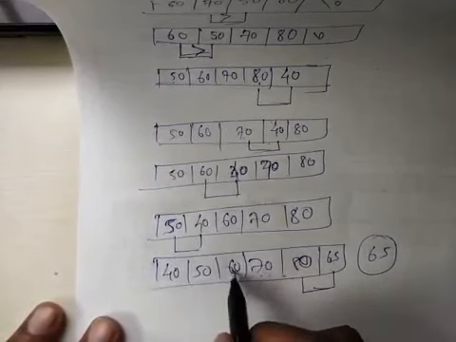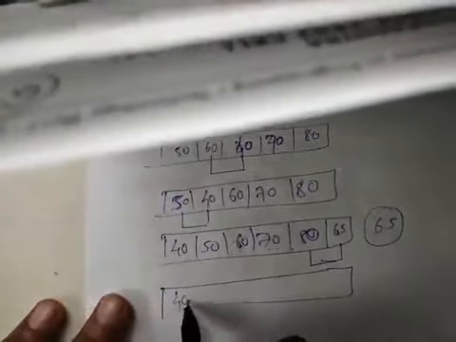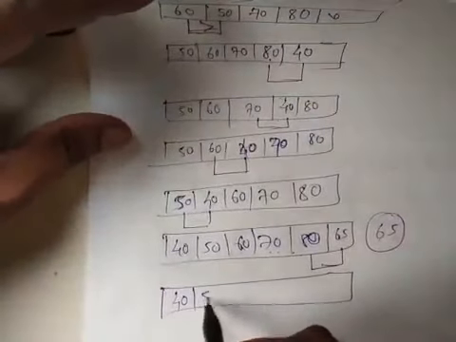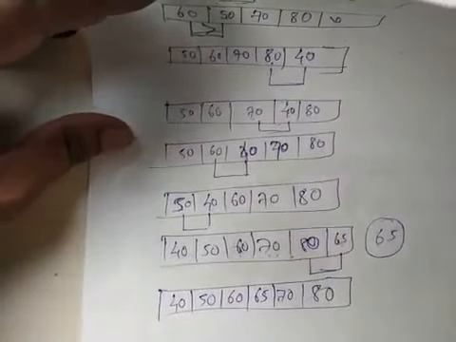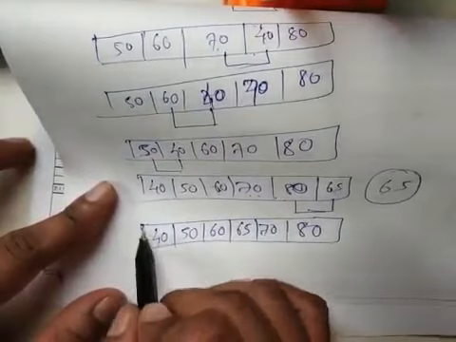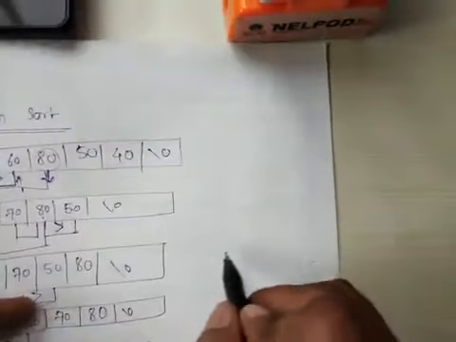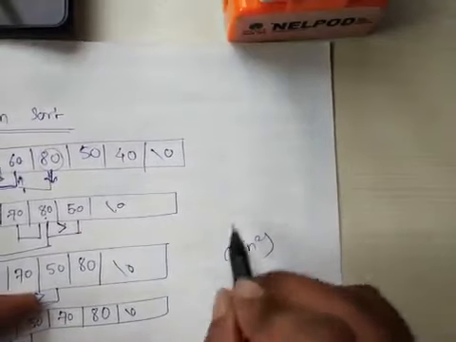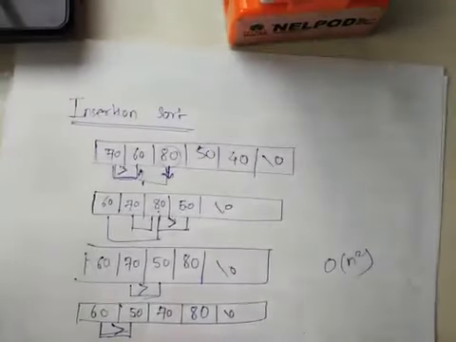And then it is compared with 60. We find that 60 is less than 65. So the updated array is like this: 40, 50, 60, 65, then 70, then 80. I'll skip some of the swapping steps. In this way insertion sort works. The time complexity for insertion sort is big O of n square for the worst and average case. So this is insertion sort.